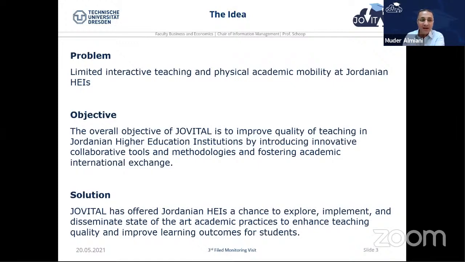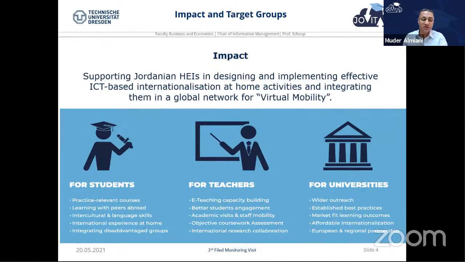For the impact, we supported 5 universities in Jordan in designing and implementing effective information and communication technology-based internationalization at home activities and integrating them in the global network for virtual mobility. There are some impacts for the students, some for the teachers, and some for the universities. You can check, for instance, for the students, the learning with peers approach.